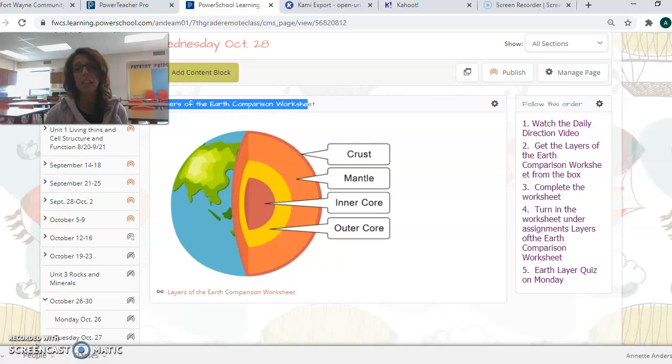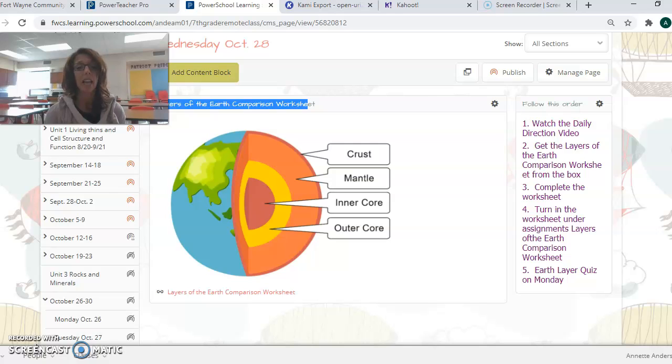And just a little announcement, on Monday, which would be what? November 2nd? Yes, November 2nd, we will have an Earth layer quiz. So that is something you can prepare for. We will put Kahoots on, and Quizlets, to help out.